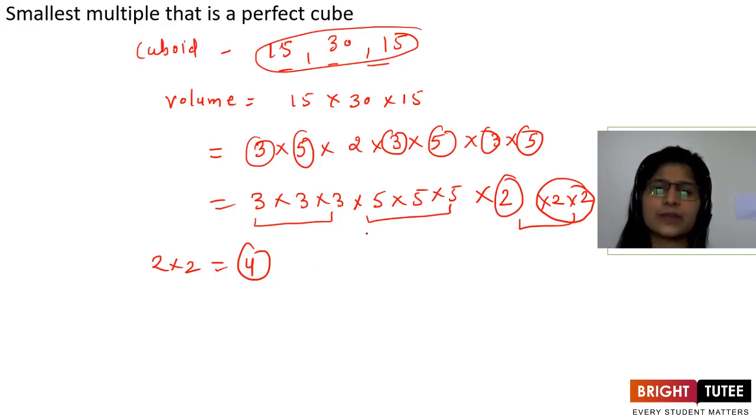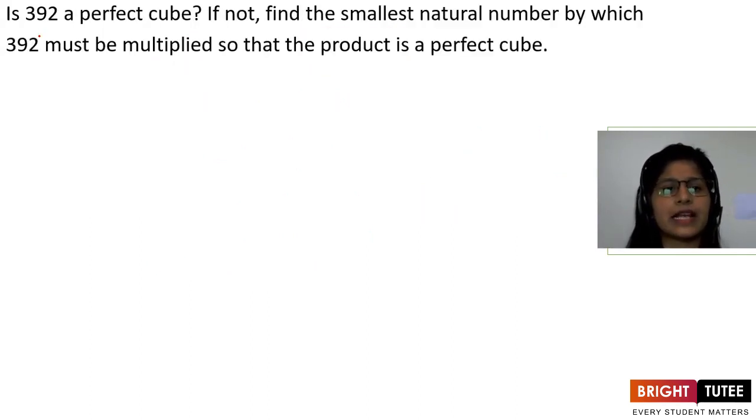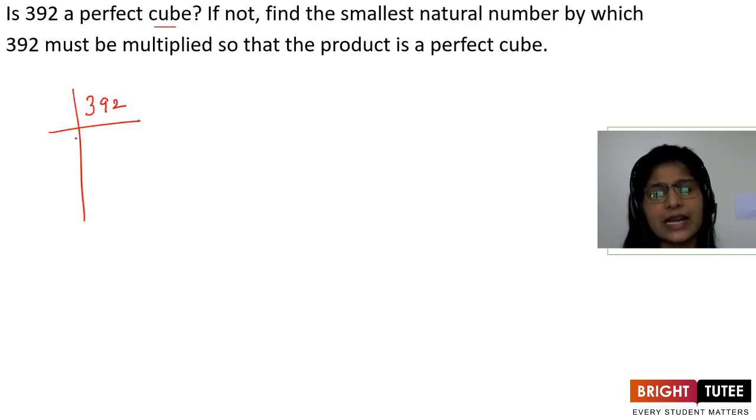Right? Let's perform one question. Let's do one question to apply the same concept. Okay, just see here. It is asking, is 392 a perfect cube? Let us first check it. 392. Starting with 2. 2 ones are 2. 1 is left. 2 nines are 18. 2 sixes are 12. Again with 2.